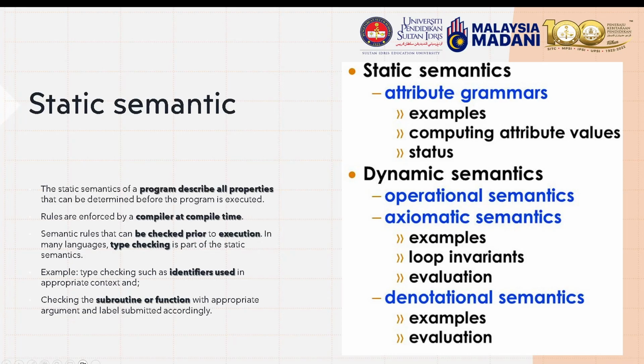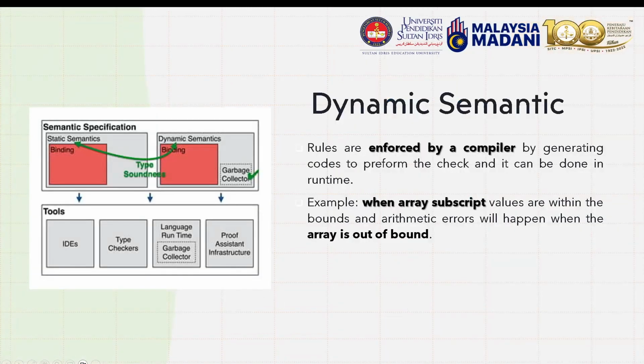This one is the subordinates, or the modular, of the static and dynamic. Then we have dynamic semantics. Rules are enforced by the compiler by generating code to perform the checks, and can be done at runtime. As you can see, this one is type soundness. Soundness means that it can be inferred as logical steps.